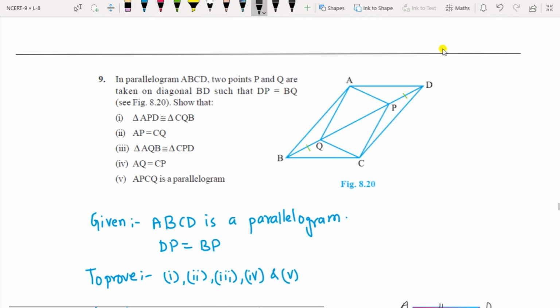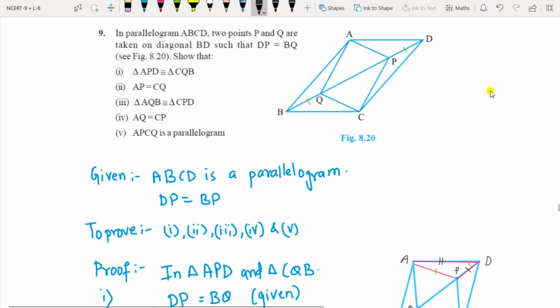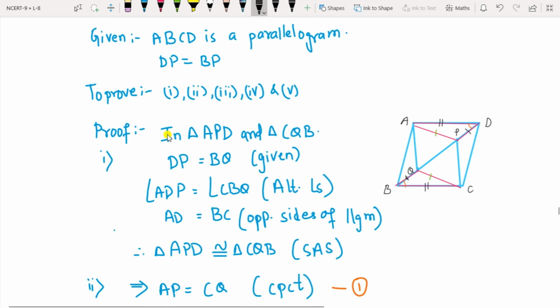Most of the questions are similar and the process is repeated. In a parallelogram ABCD, two points P and Q are taken on the diagonal BD such that DP is equal to BQ. You have to show all these things. So let us start. Now to prove, I have written only the numbers from the question, you have to note down the same thing.